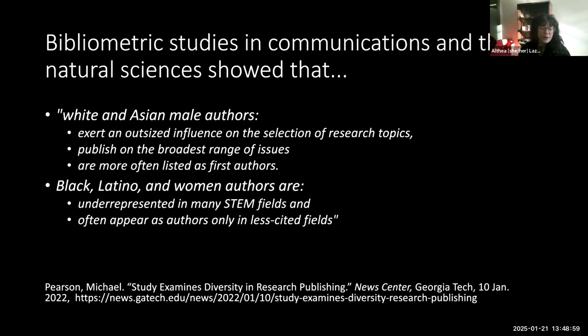This article also says that Black, Latino, and women authors are underrepresented in many STEM fields and often appear as authors only in less cited fields. That means not the kind of blockbuster fields like lung cancer research, but maybe in less cited fields like cervical cancer research, if that makes sense.